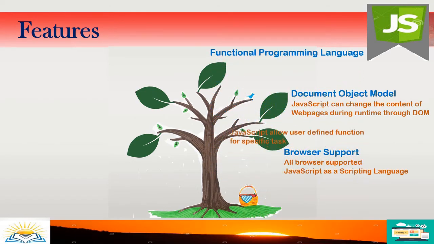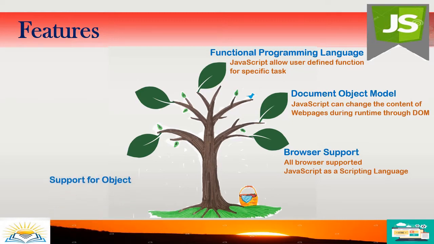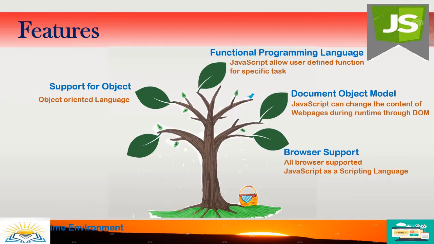Next is the functional programming language. What is it? We can create functions of our own for a specific task in JavaScript. This gives us one benefit, that is reuse of code. Next is support for object. JavaScript supports most of the object-oriented concepts like object handling and inheritance while being simple to learn and use.